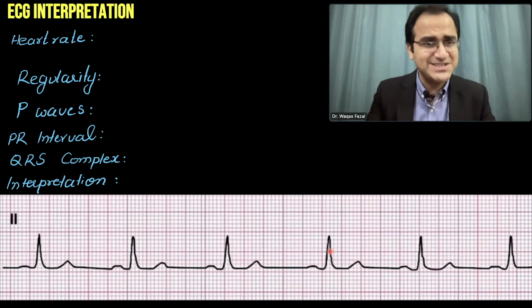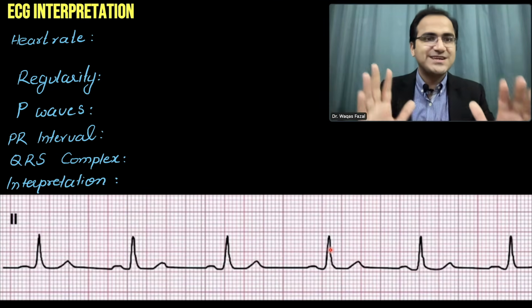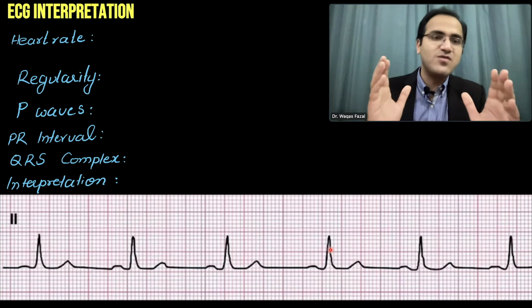In an irregular ECG, for the calculation of heart rate, you can apply the 6-second method. I've talked about the 6-second method in my previous video. Another thing that you can do is give a range of heart rate.